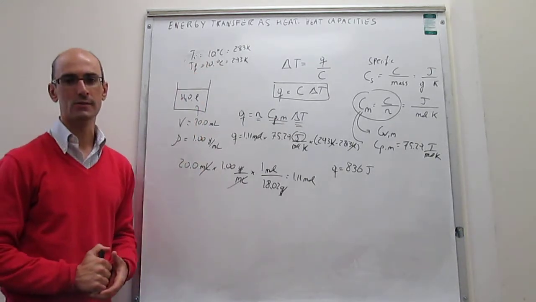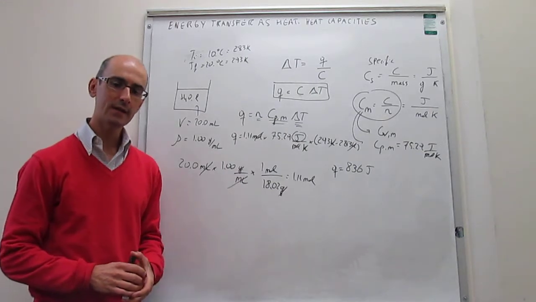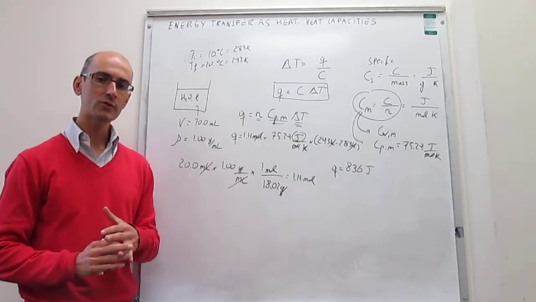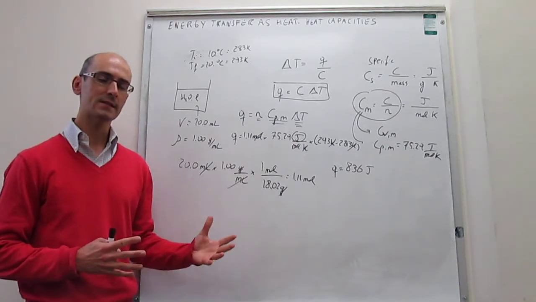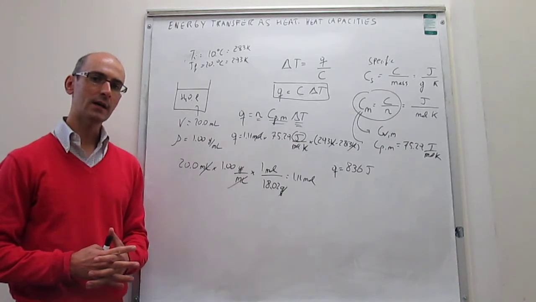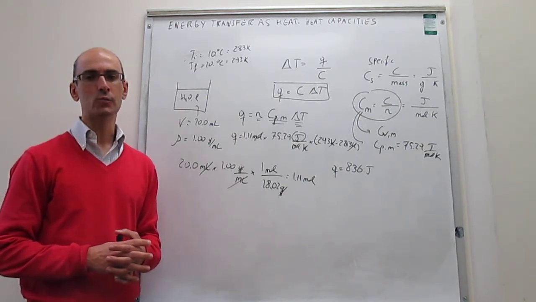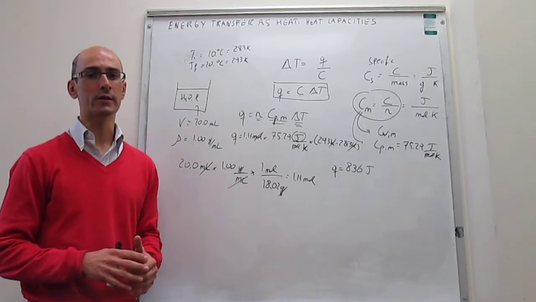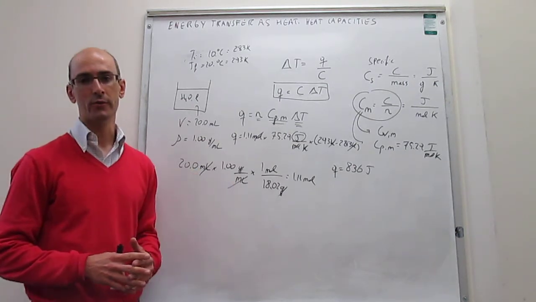Right, so in this video we have introduced the concept of heat, we have talked about sign convention, and then we have discussed one of the easiest ways to determine energy transfer as heat, and that is what happens when the only process going on is a change in temperature of a substance of known heat capacity.